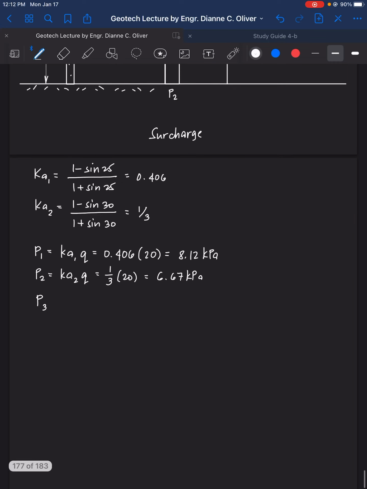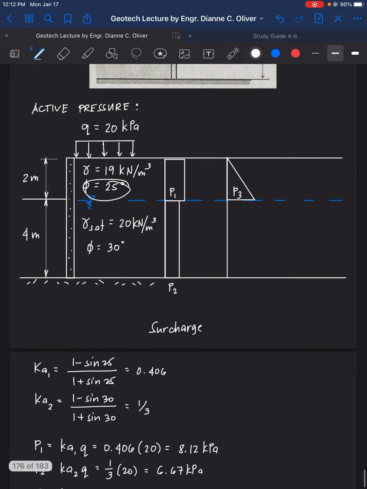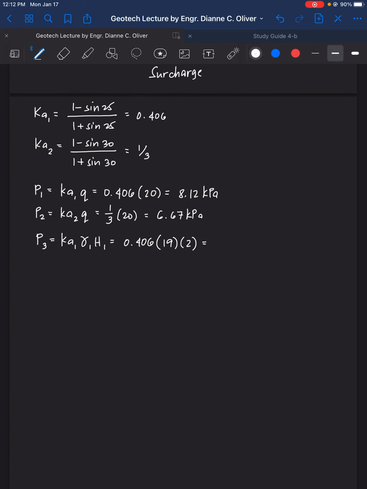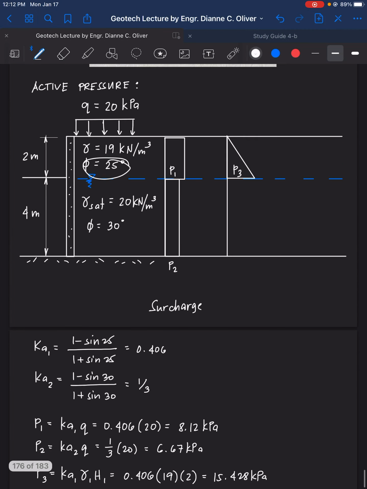So for P sub 3, we have K active 1, gamma 1, H 1. K active 1 is 0.406, gamma 1 is 19, height is 2. Let's see. Yeah, 19 and 2. That is equal to 15.428 kilopascal.